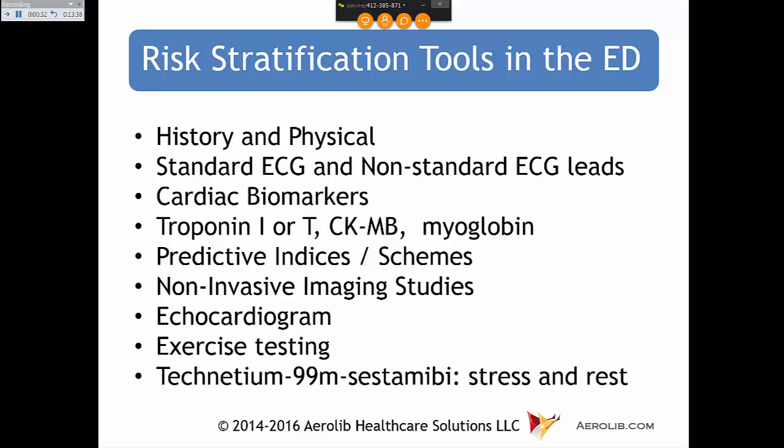And then a lot of the ER physicians and hospitalists have our predictive schemes. Sometimes we can order a non-invasive imaging test in the ER. Sometimes we just have to hospitalize them and do it the next day, again depending on availability of non-invasive imaging studies: echocardiogram, exercise testing, and then the technetium stress test that has become standard.